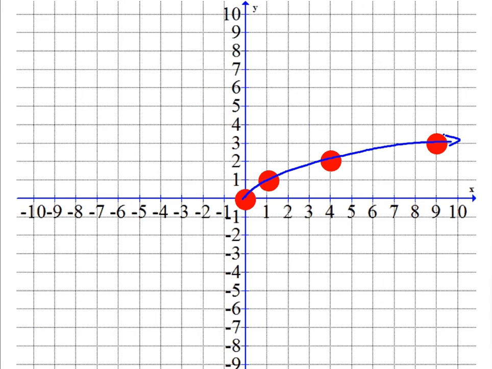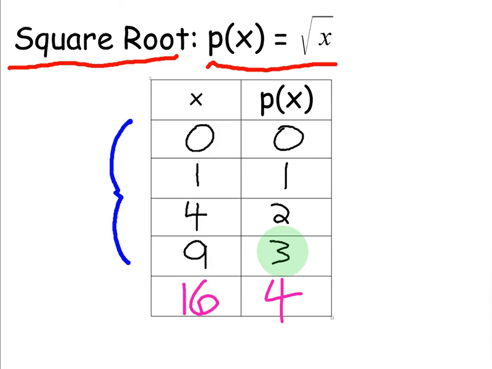Okay, when we plot these 4 points, it looks like this, and we connect them with another curve. This is a square root curve. It's like a curvy arrow, is the best way I know how to explain that, right? And that's it for that parent function, the square root of x.